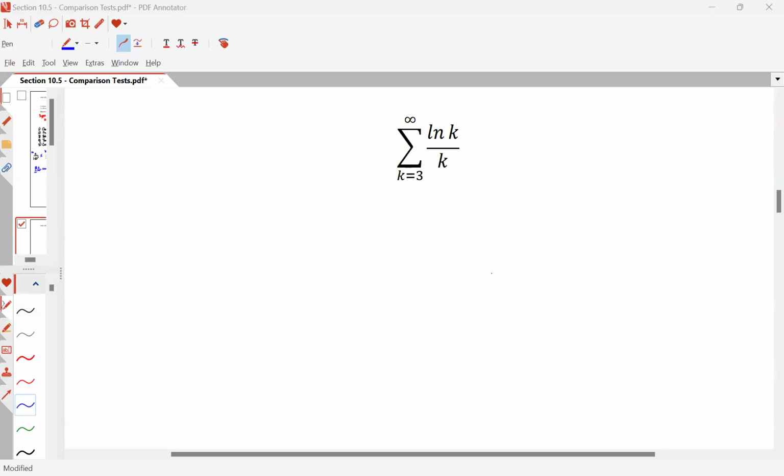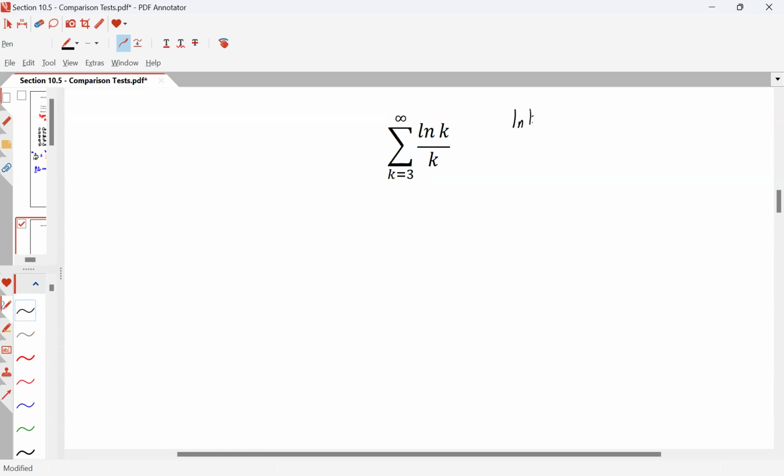Hello, in this video, we are going to take a look at a couple examples using the direct comparison test. So for this first example, we have the sum from k equals 3 to infinity of the natural log of k over k. First step, basic step, is to just say, is this positive?